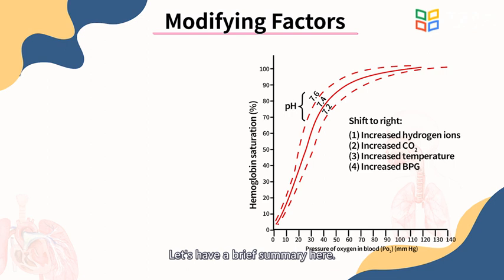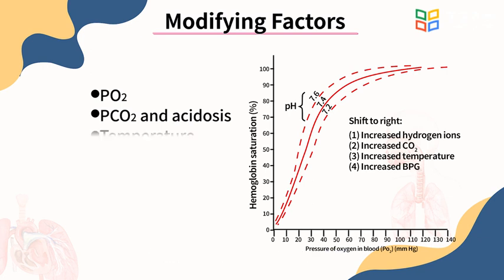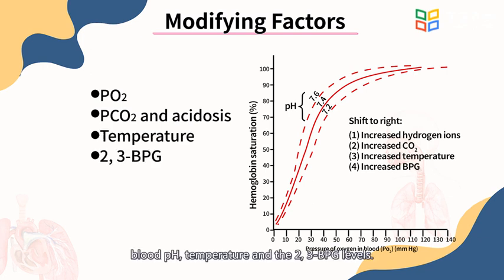Let's have a brief summary here. The factors that influence the oxygen dissociation curve include partial pressure of O2 and CO2, blood pH, temperature, and the 2,3-BPG levels. All the factors are related and all aim to supply enough O2 to the tissues to support your daily activities under different conditions.